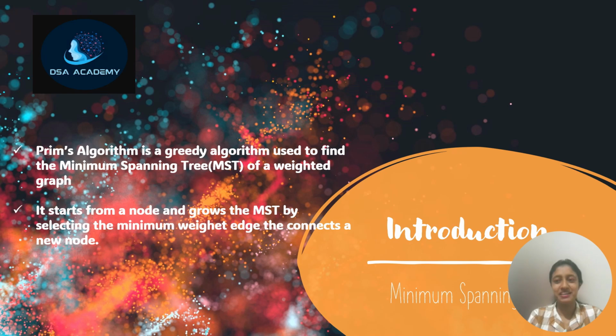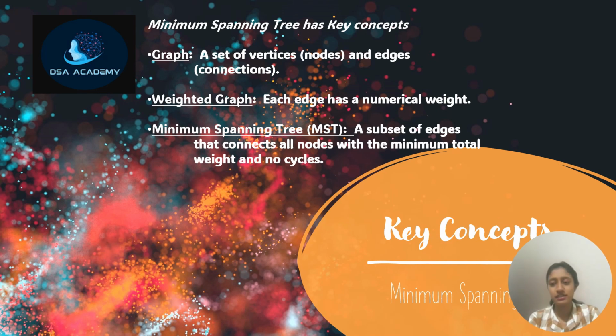Prim's algorithm is an efficient method to find the minimum spanning tree of a weighted graph. It starts with a single node and continuously adds the smallest possible edge that connects to a new node. Let's see what the key concepts of Prim's algorithm are. Here are three concepts of Prim's algorithm.